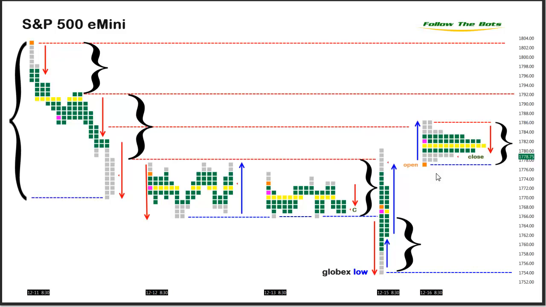Coming into Tuesday's session, should support hold at today's low, we would expect to see a retest of the high up at 1784, 1786, with the potential for the market to auction above today's high and rally up to the next resistance level at or near 1792, 1794.